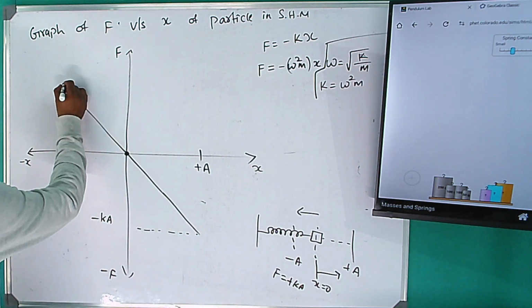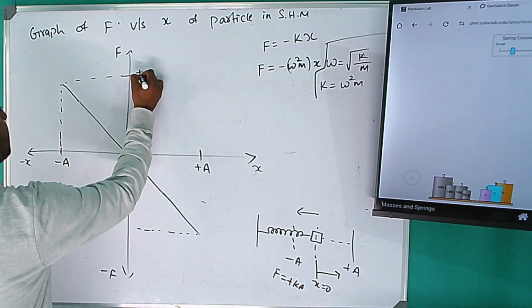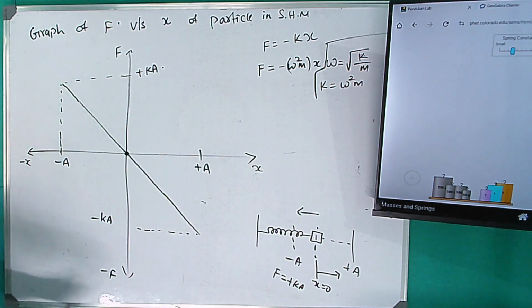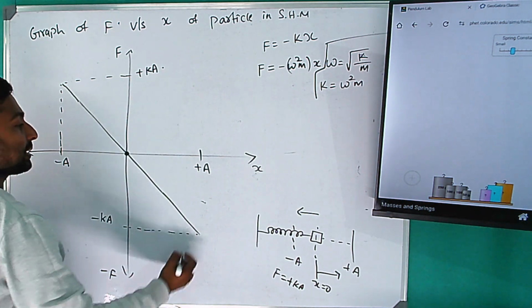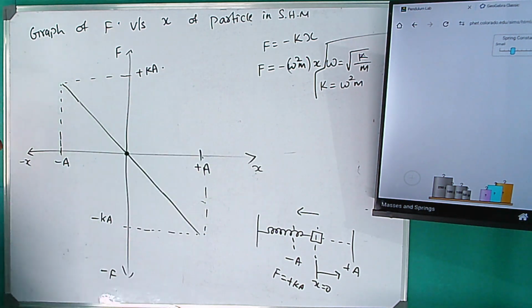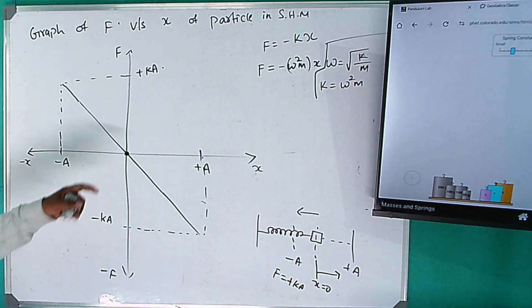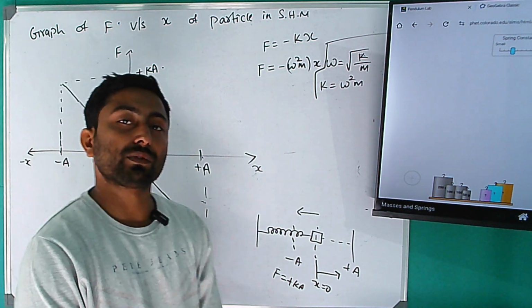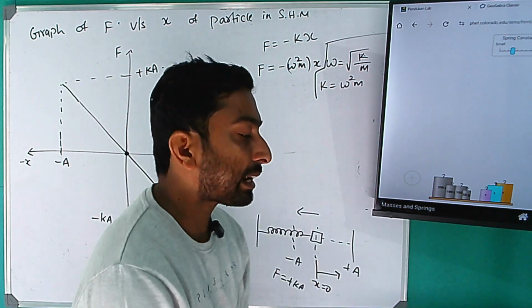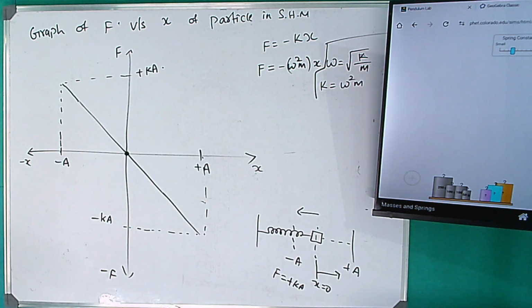So that means the maximum force is plus ka. The minimum force is minus ka. The maximum displacement of the particle is plus a. So this is the variation of force versus displacement of a particle in SHM.